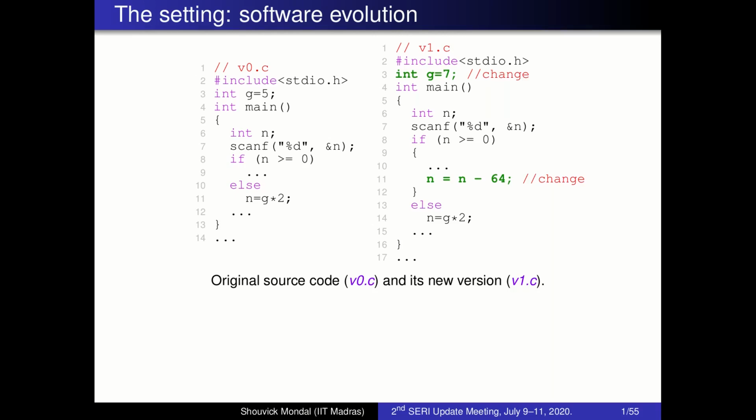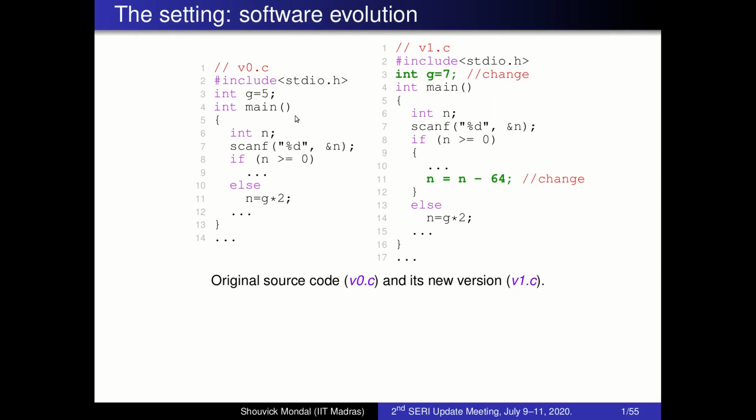Now as per the setting of software evolution, we have two different versions. One is v0.c and the other is v1.c. As C programs contain global variables and then local variables for different functions, in this piece of code we see that we have one global variable, namely g, in the older version, that is v0, and this is the changed version.